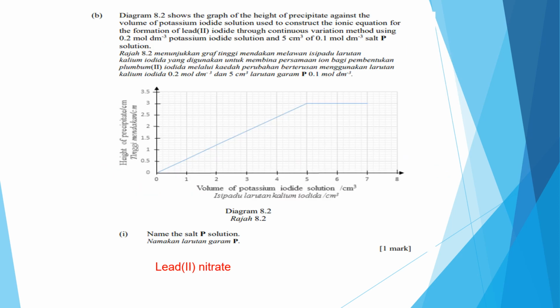Diagram 8.2 shows the graph of the height of precipitate against the volume of potassium iodide solution used to construct the ionic equation for the formation of lead-2 iodide through the continuous variation method, using 0.2 mol dm^-3 potassium iodide solution and 5 cm^3 of 0.1 mol dm^-3 salt P solution. For the first question, name the salt P solution. The answer is lead-2 nitrate.